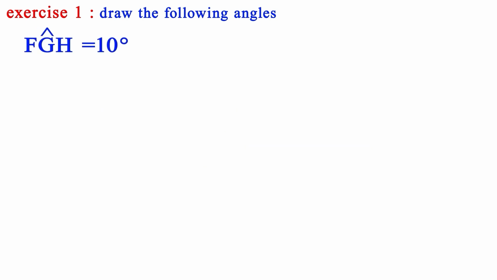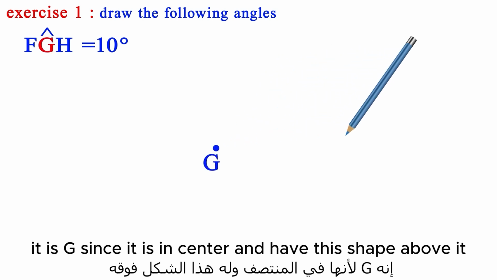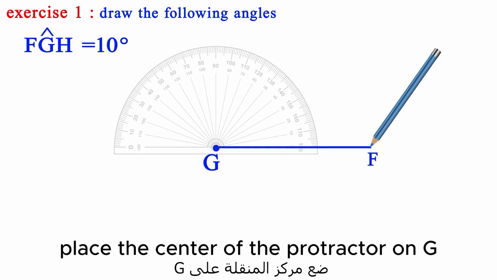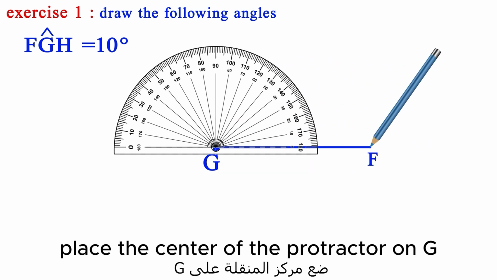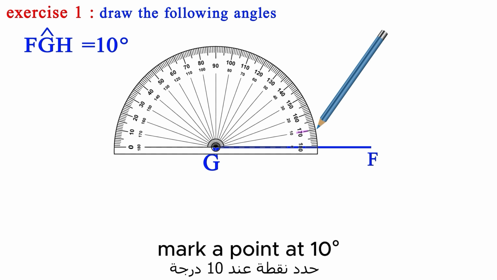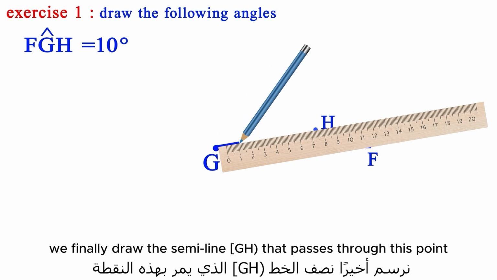FGH equals 10 degrees. First you must put a vertex point. It is G since it is in the center and has this shape above it. Now draw semiline GF. Place the center of the protractor on G. The 10 degrees is here. Mark a point at 10 degrees. We finally draw the semiline GH that passes through this point.